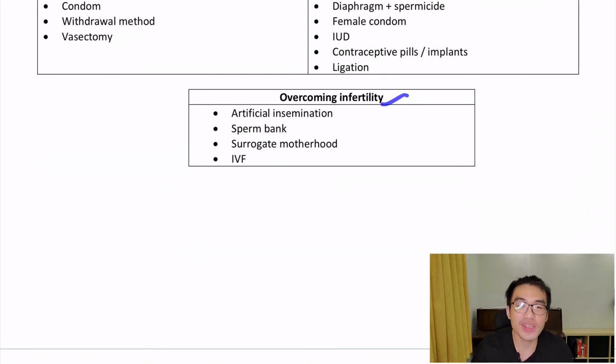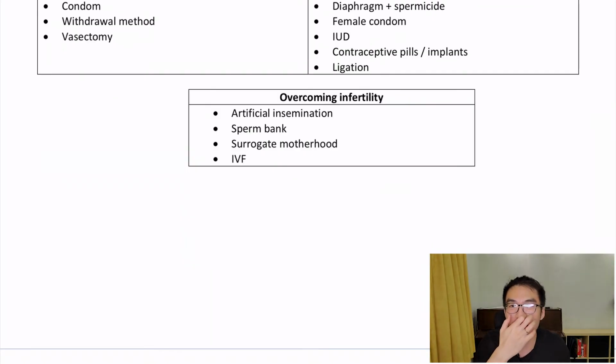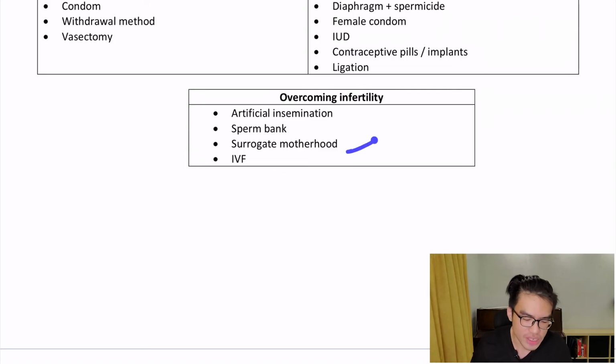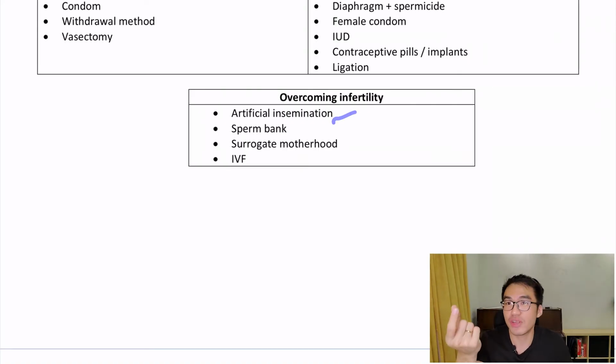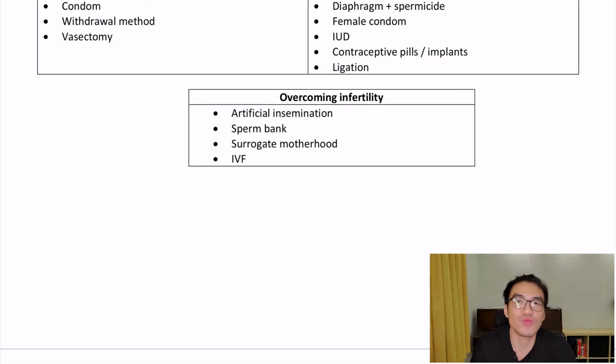So, overcoming infertility. If you want a baby, on the other hand, what should you do? You can do artificial insemination, which means you do fertilization on a petri dish. And sperm bank, this is to get sperm if you don't want a husband, you want a baby. And surrogate motherhood means you borrow someone's uterus to have a baby. And of course, IVF, this is the test tube baby method. You do artificial insemination outside and then you reinsert it back into the mother. Very expensive process. Okay? It costs up to 15,000 to do an IVF.